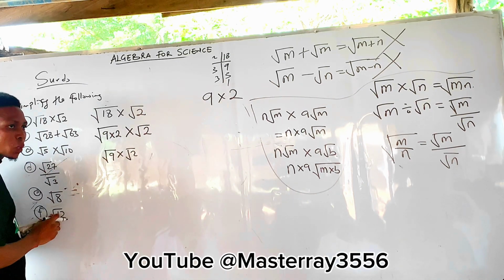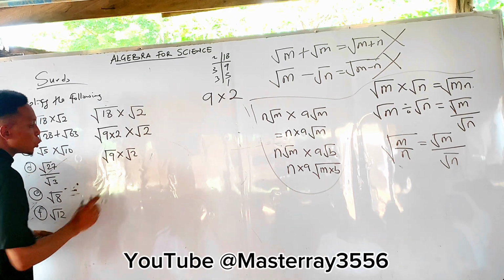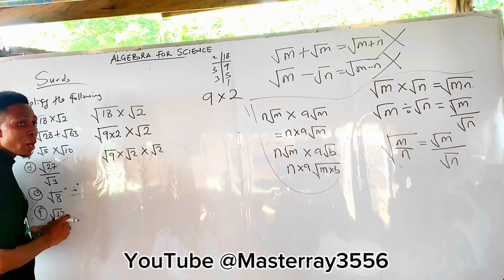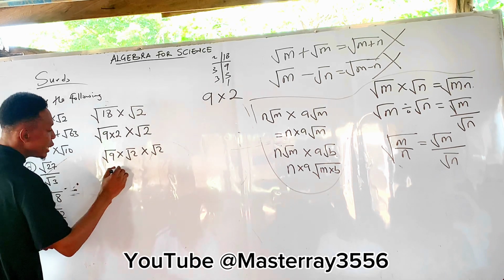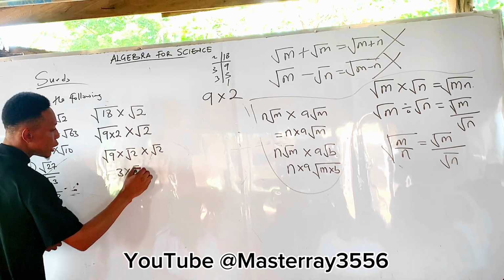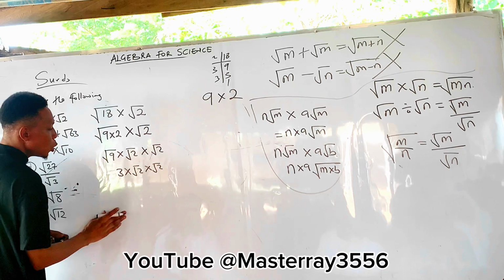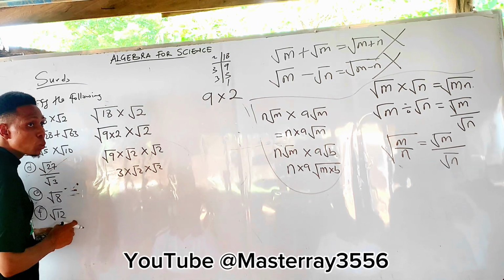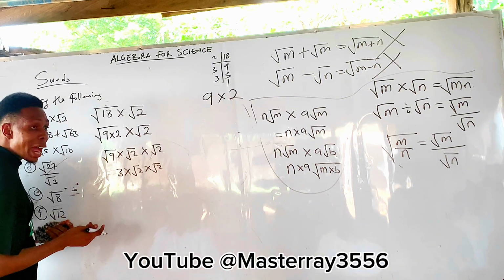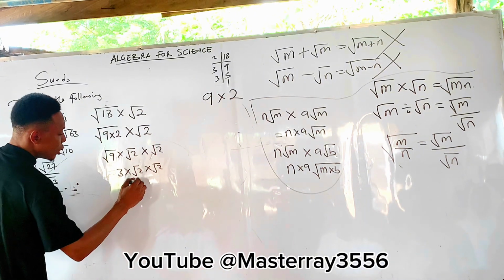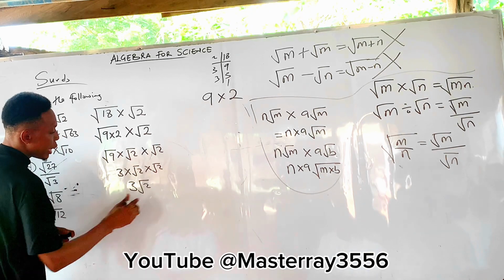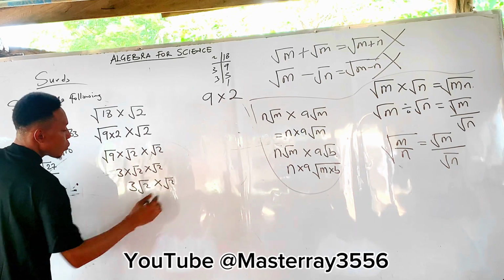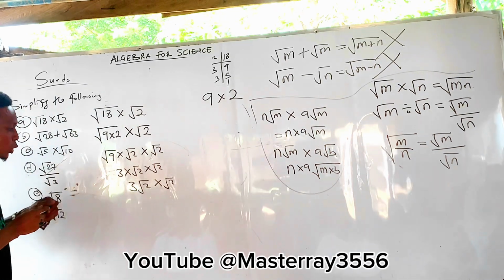Are you following? Root 9 times root 2. So what's your root 9? Square root of 9 is 3. So this is stating as 3 times root 2. So 3 times root 2 is 3 root 2, right? So this is stating as 3, then root 2. Now, hello, please pay attention.